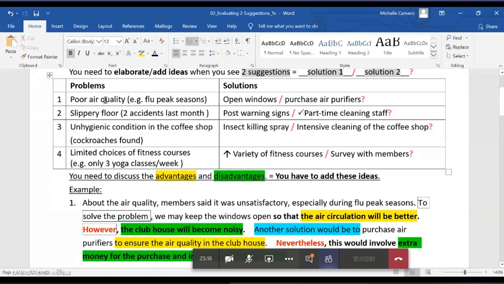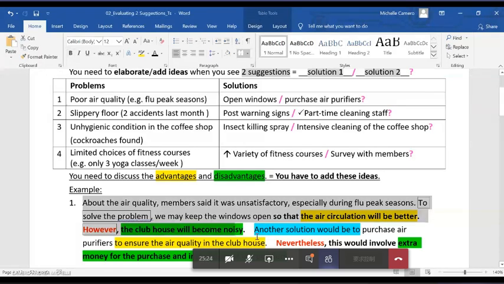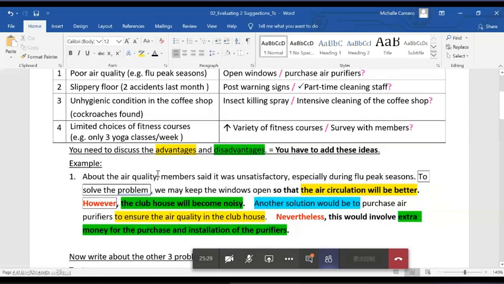All right, so here are the ideas in point form. This is kind of like what you would see on a practice paper or the end of module assignment paper. And this is how you would turn all these ideas into sentences and into a paragraph. All right, so here's what we've got. It says, about the air quality, members said it was unsatisfactory, especially during flu peak season. To solve the problem, we may keep the windows open. All right, that's solution 1, so that the air circulation will be better. So I've highlighted the advantage in yellow. However, the clubhouse will become noisy. The disadvantage is highlighted in green.